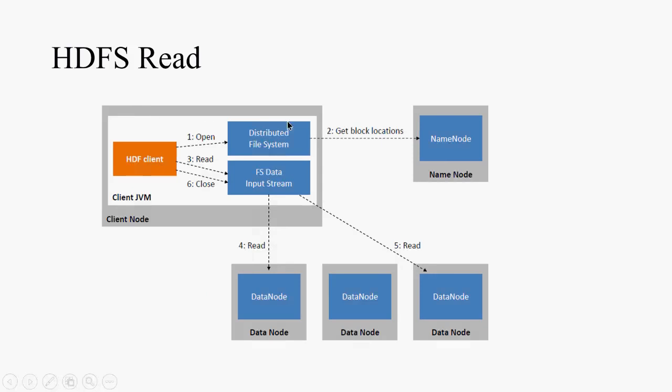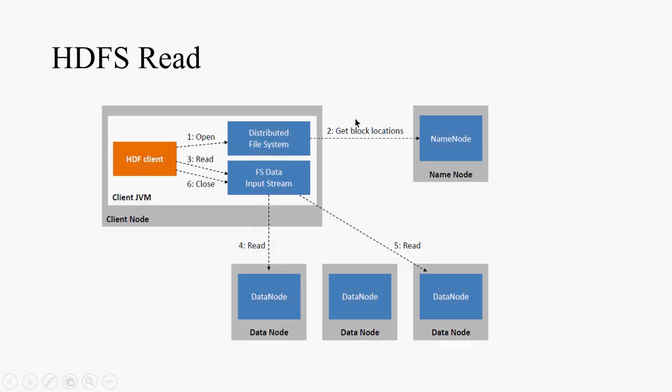Now in a Hadoop distributed environment, suppose an application wants to read a file which is already available in some data node. What happens is the client first raises an open request to the distributed file system. Based on the open request, the Hadoop distributed file system communicates to the name node, which holds all the metadata about the particular file. So from the metadata, the location of that particular file can be obtained.